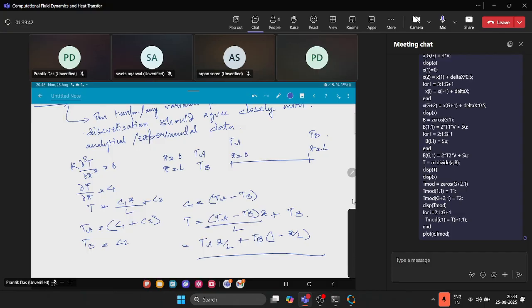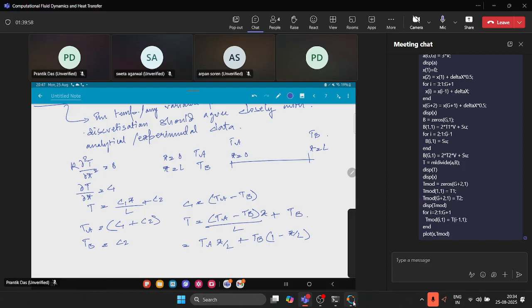So then what you have to do is that for a very simple case, you know the analytical solution. So you will find the temperature which is predicted by the analytical solution along the length of the rod itself, and then you will compare it with the data you are getting from the numerical one.